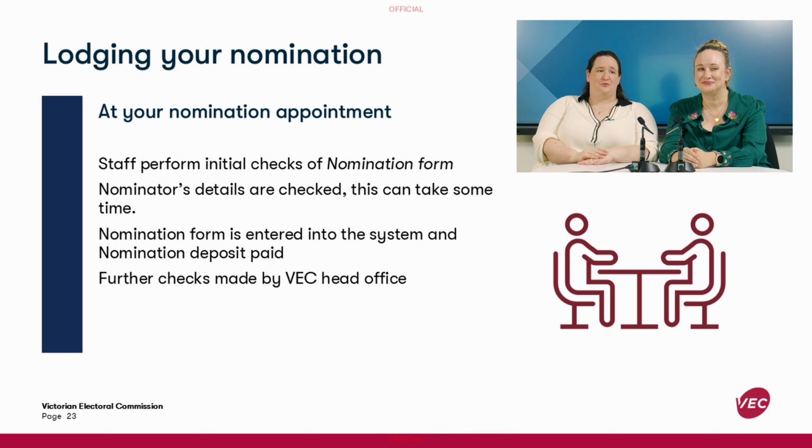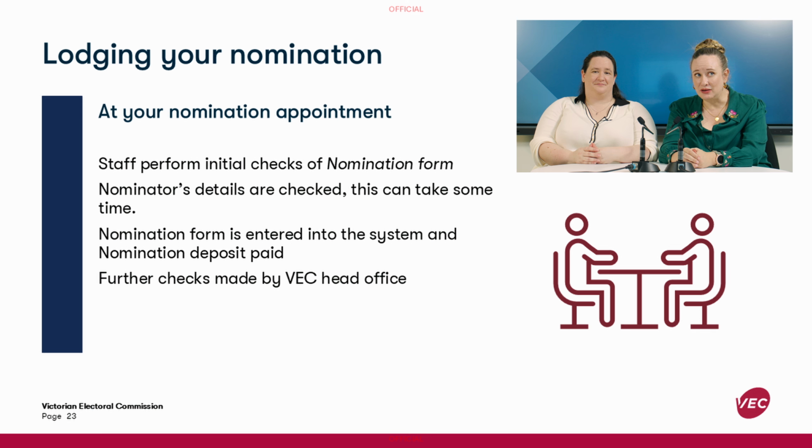The election manager will then send your nomination form to the VEC's head office, where staff will confirm the details of your nominators you provided against the electoral roll and advise the election manager once this is complete. This process can take some time depending on the number of nominations being processed across Victoria, so you may need to wait. When your nominators have been confirmed, the election manager will enter your nomination form information into our election management system.